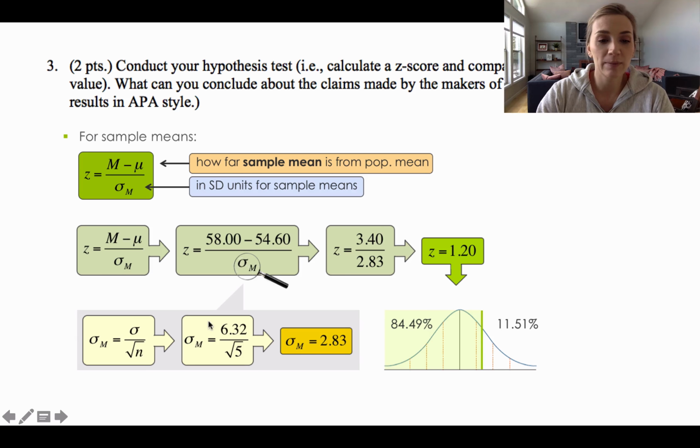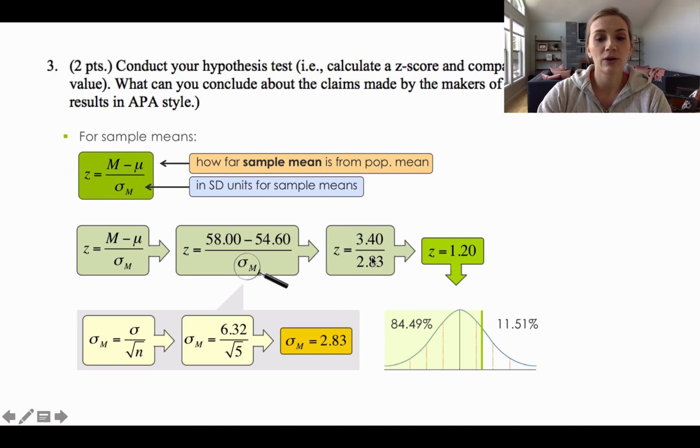So we use this formula where the numerator represents the population standard deviation, which in this example was 6.32. And then you divide that by the square root of the sample size, which in this example was 5. When you crunch all those numbers out, you get a standard error of 2.83. So that's what goes in the denominator. And in the numerator, we have the difference score here.